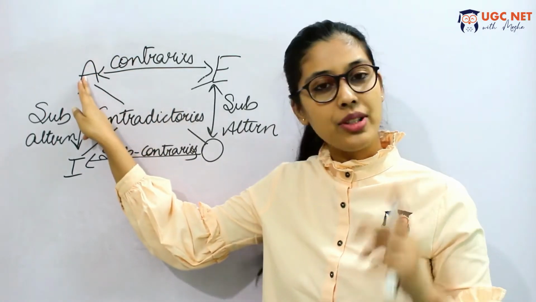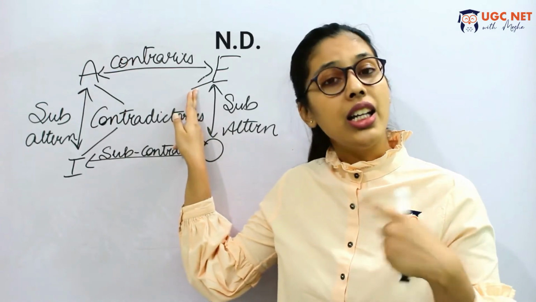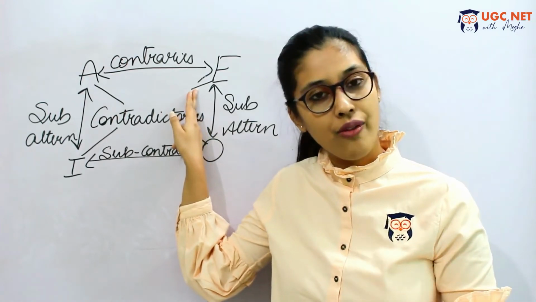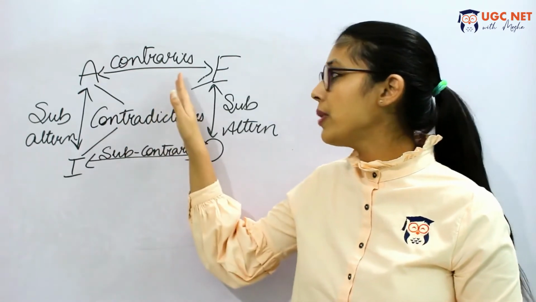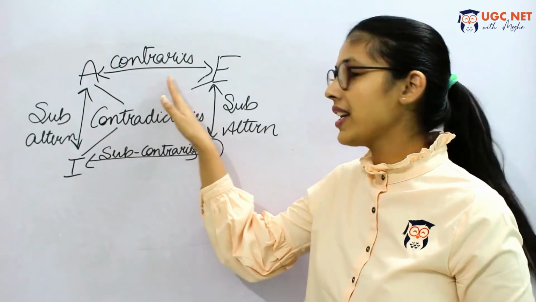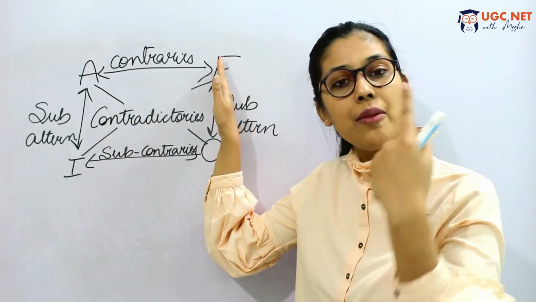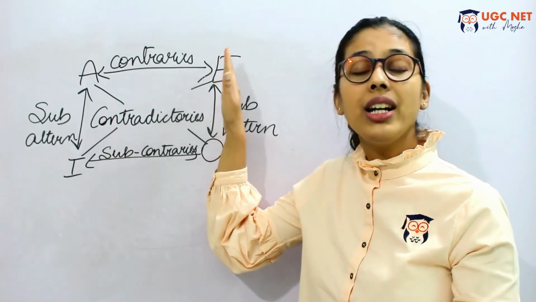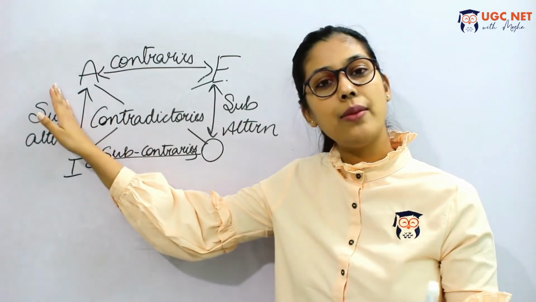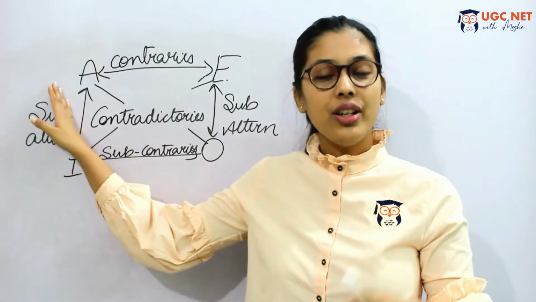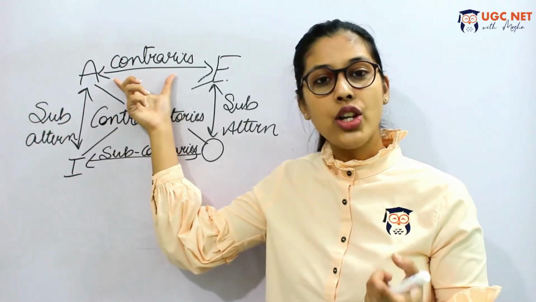But if this A-type statement is false, then we cannot say anything about the E-type statement. It can be true or it can be false. That is, E-type statement is non-determinable. And same would be the case with E-type statement also, that is the vice versa. If E-type statement is true, then A-type statement would definitely be false. But if E-type statement is false, then we cannot conclude that A-type statement would definitely be false. So it might be false or it may not be false. So this is known as the contraries.